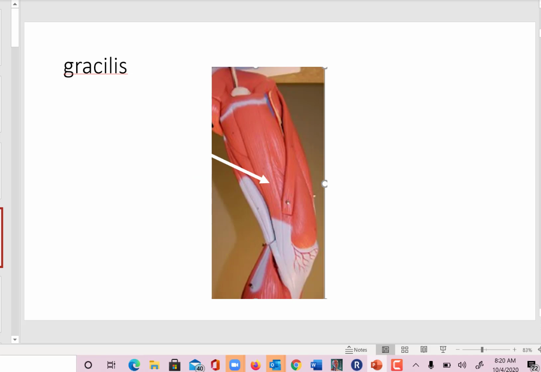Our next muscle is the gracilis. Its origin is on the pubis, which you could have guessed from that. It's on the inner thigh. I'm highlighting it here. And it inserts on the medial tibia, which you can see down here. That's the medial side. And its action is to adduct the thigh. It's an adductor, meaning put together, go towards the midline of the body. It flexes and medially rotates the lower leg.